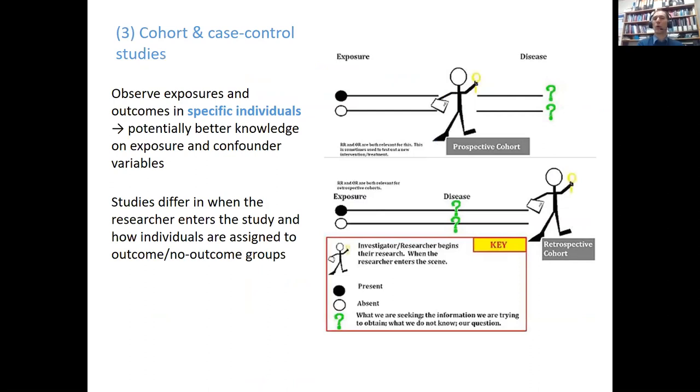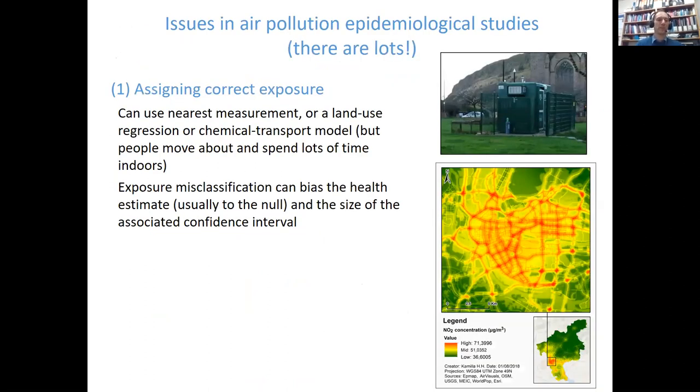In a retrospective cohort, you may be able to piggyback onto cohorts that have already been set up by other workers, maybe for some other purpose, for example, for diet studies. And if you can get access to their data and you can estimate retrospectively what their air pollution might have been for those people, then you can do cohort studies retrospectively as well. But these are much more complicated, much more time consuming to deal with. As I was saying, these studies in principle sound straightforward, but there are plenty of issues that we need to be alert to when we try and interpret the information coming out of these epidemiological studies.